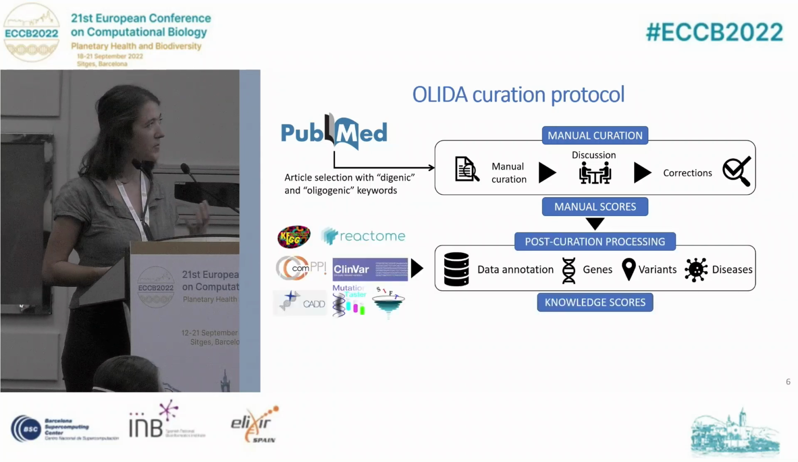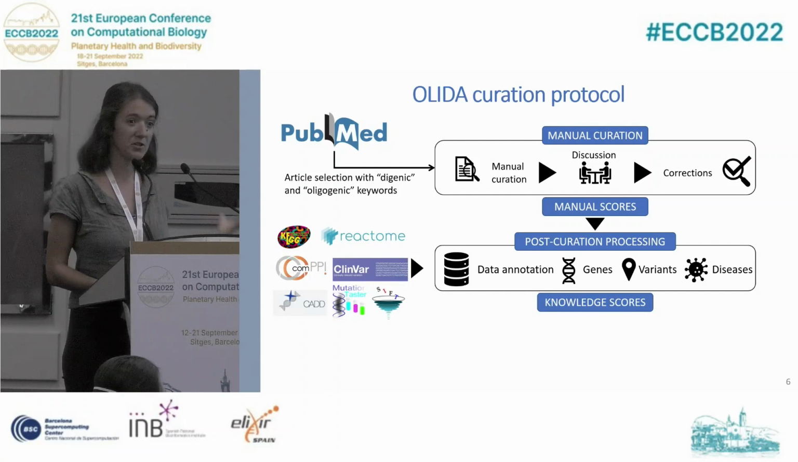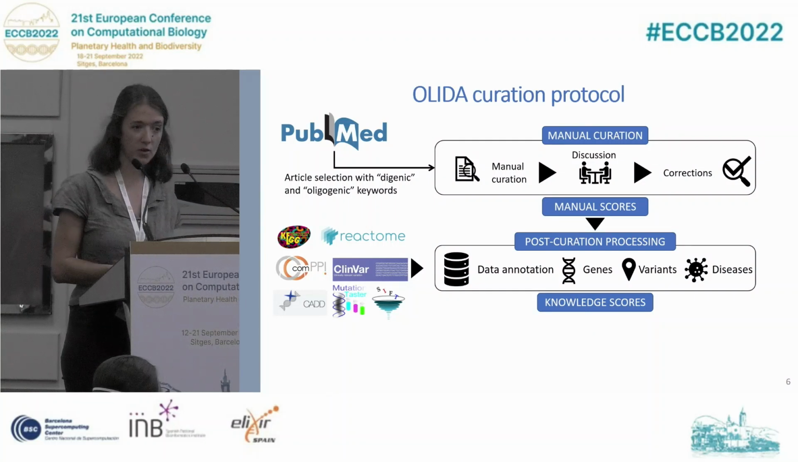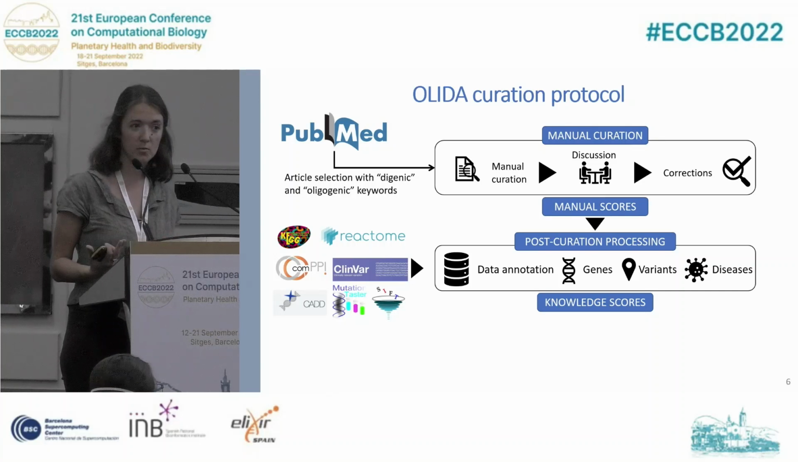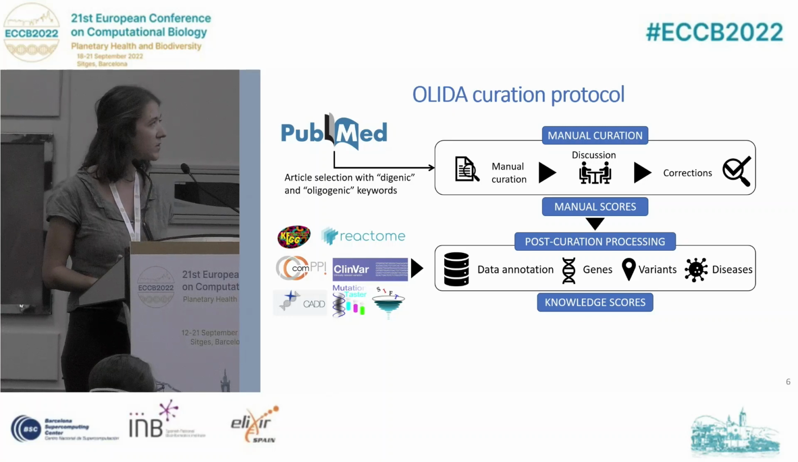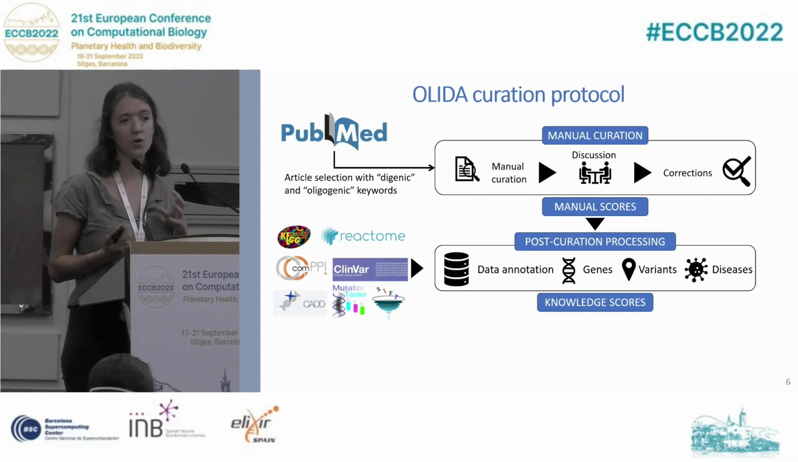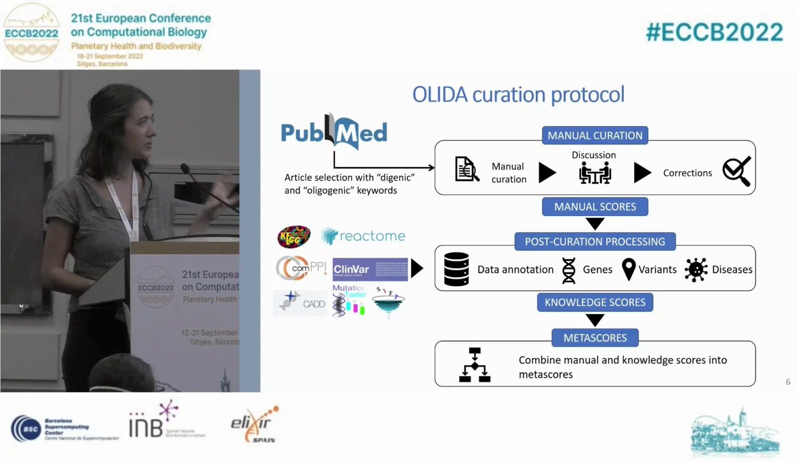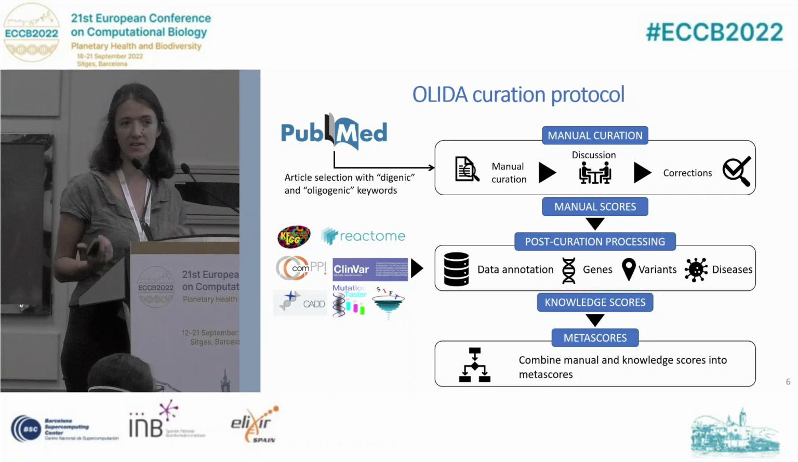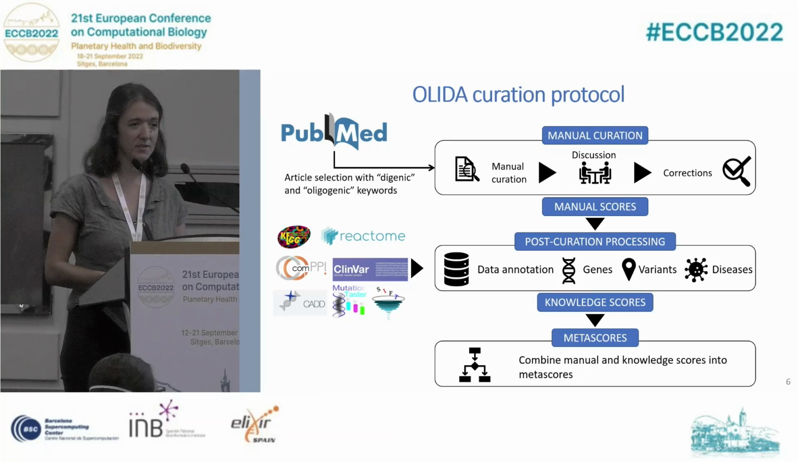In a second step, we annotated this data with information from external biological databases in order to first obtain the genomic coordinates of the variants, to normalize the disease names, but also to add new information, such as whether the genes are known to interact, for example, based on protein-protein interaction data, and whether the variants involved were already reported as being pathogenic or linked to a disease in ClinVar. Based on this information, we also assigned knowledge scores, so scores of the evidence that is supported by external data. Finally, in the last step, the manual scores and the knowledge scores are combined into final confidence levels that are associated with each combination in the database.